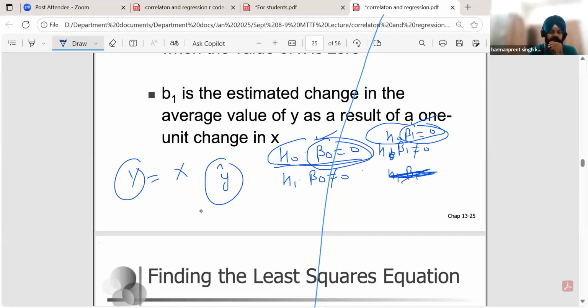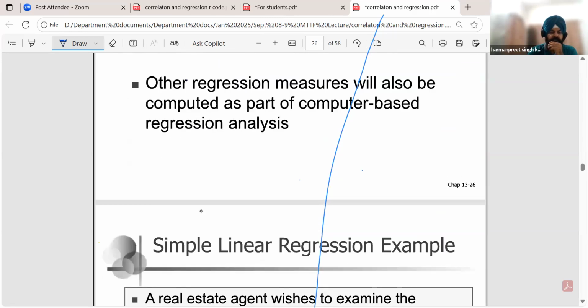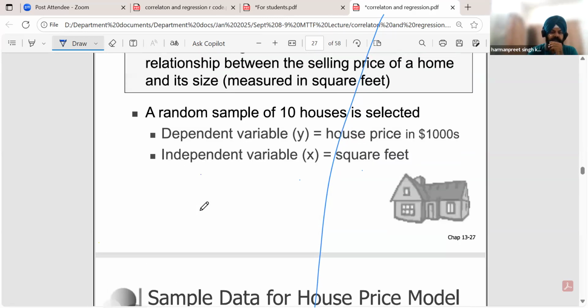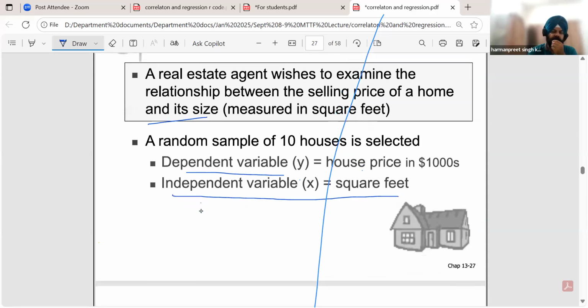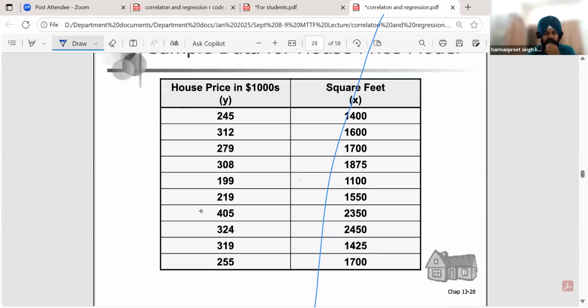Okay, so now you can see that we have estimated the values of beta 1 and beta naught. Let's take one example for more convenience. A real estate agent wishes to examine the relationship between the selling price of a home and its size. We know that the price is the dependent variable and the independent variable is square feet, because when we have more square feet, the price will increase. They have provided the price of the house here, and the square feet information is given here.